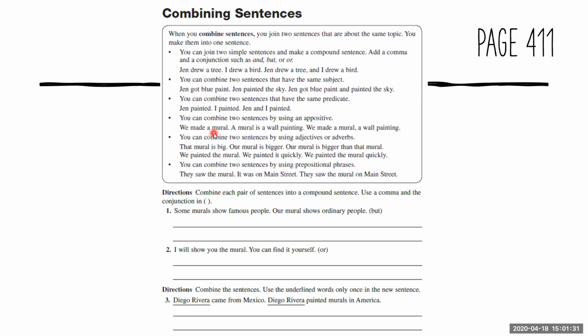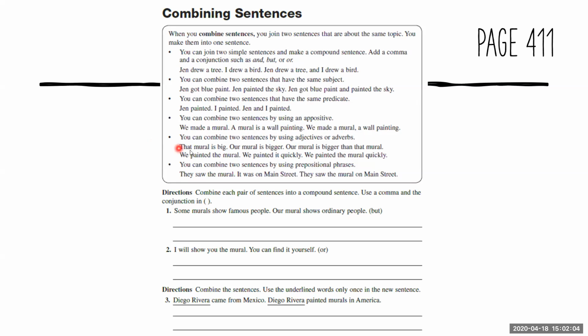You can also combine two sentences by using an appositive. We made a mural. A mural is a wall painting. We haven't done appositives, but basically what appositives are is speaking about something, giving a definition or meaning of a specific word that you might not know. So we made a mural. A mural is a painting. What is a mural? A mural is a painting. So we made a mural, a wall painting. Basically putting a comma and then explaining what a mural is.